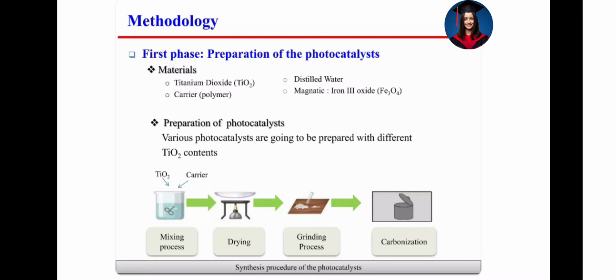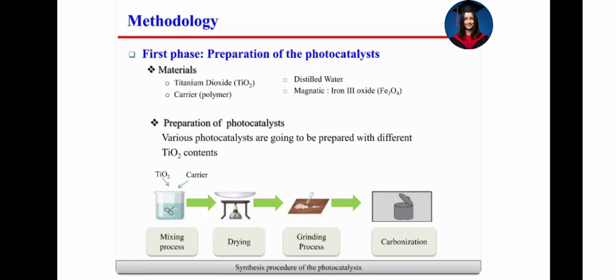Methodology. Firstly, there is the preparation. The first phase consists of preparation of photocatalysts, which involves materials such as titanium dioxide, distilled water, carrier polymer, and magnetic material; in case of magnetic, we can form iron oxide. Preparation of photocatalysts. Various photocatalysts are going to be prepared with different TiO2 contents. Here we have considered TiO2, but we can develop a lot of photocatalysts, which we will discuss later.